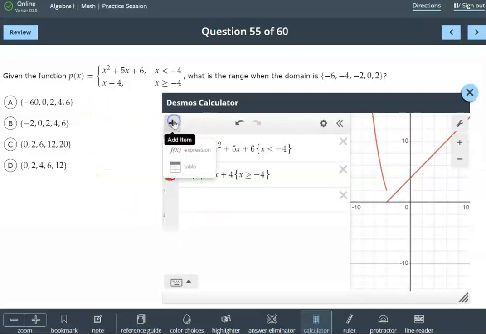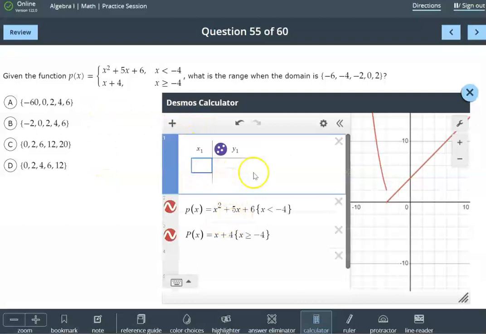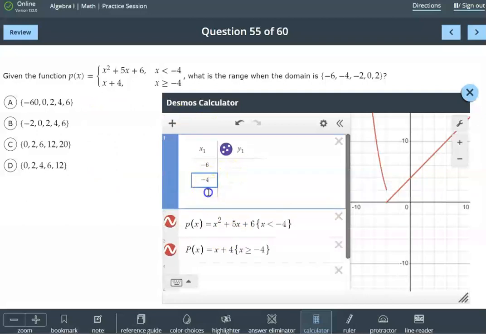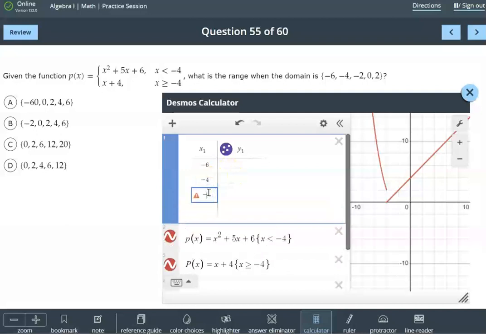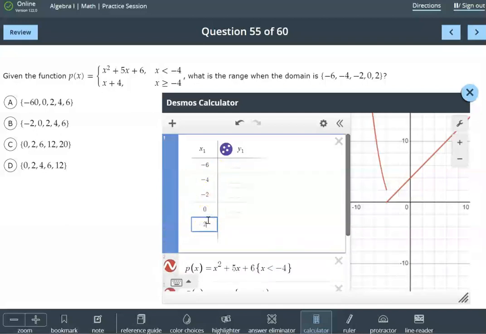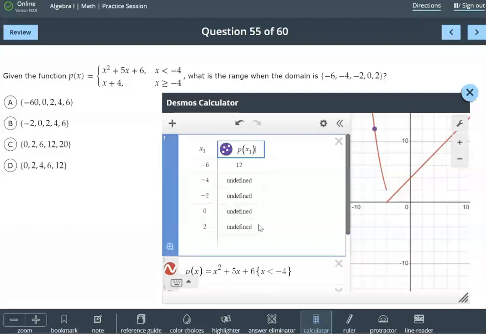So let's put in a table. And in the table, I'm going to put my domain. So -6, -4 for my input. So that's going to go under x1. All right, so once I've inputted my table, my y values need to be my functions. Now I have two functions, so I'm actually going to use two columns. Where it says y1, I'm taking that out. I'm going to put lowercase p of x, but I can't just put x. I've got to put x1, so it will know to plug in the values that are in the table.